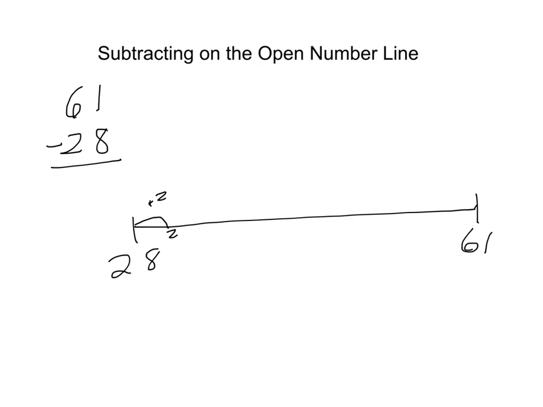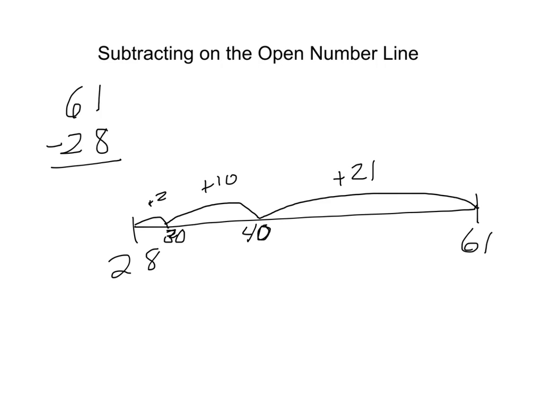I'm going to start my jumping on the open number line by taking a little jump that gets me to a really easy number, the number 30. Next, I'm going to take a really easy jump, which is a plus 10 jump, and I'm going to get myself to 40. So far, I've gone from 28 with 2 more, then 10 more. So altogether here, I've used 12.